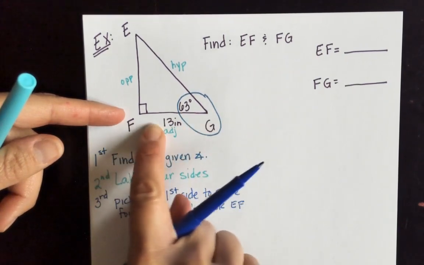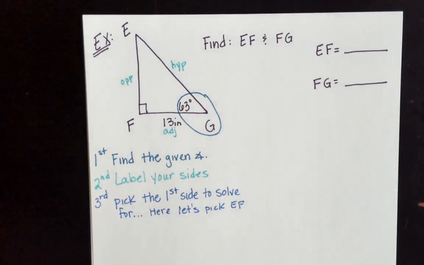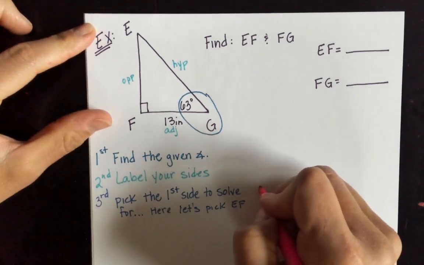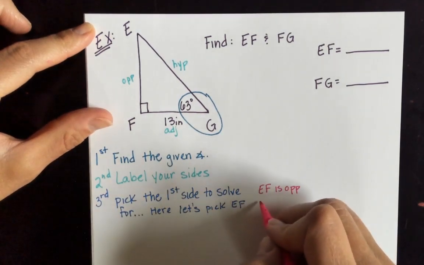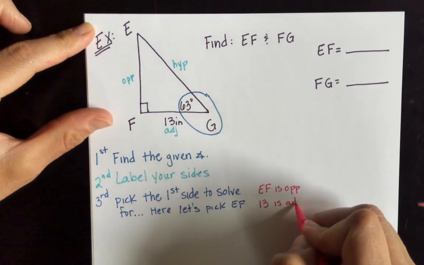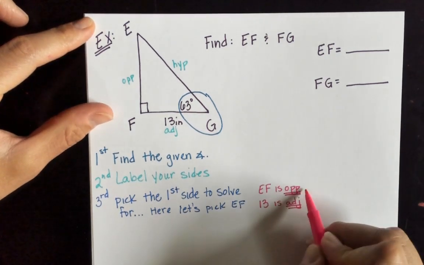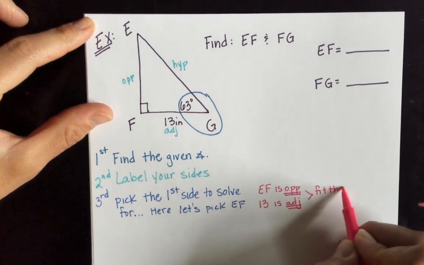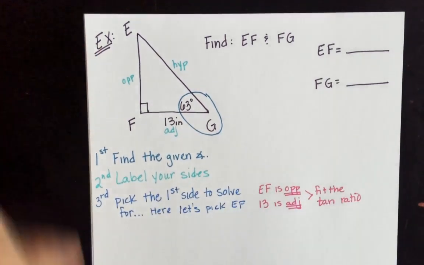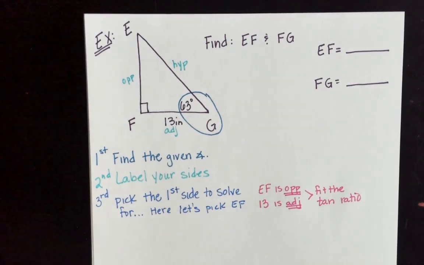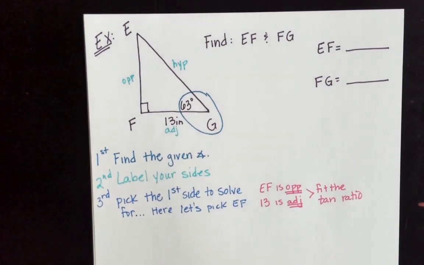The given side is 13. So what I'm looking at is when I go to solve for this, EF is opposite. 13 is adjacent. Opposite and adjacent fit the tangent ratio. So that's why I'm going to pick tangent. It's not my favorite. It's not just the one I like to write. It's because those two words fit our tangent ratio definition.